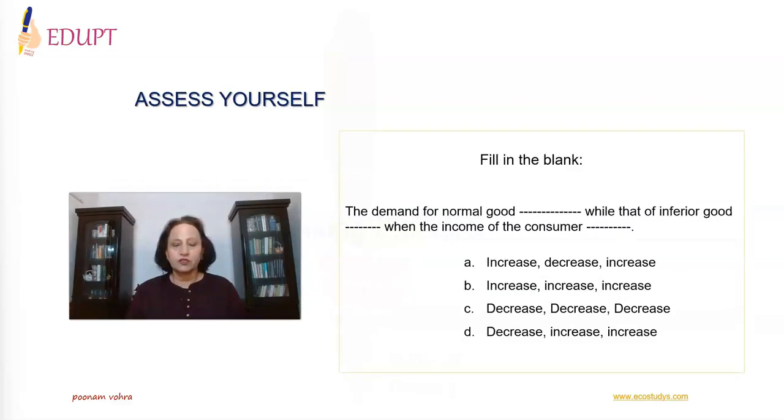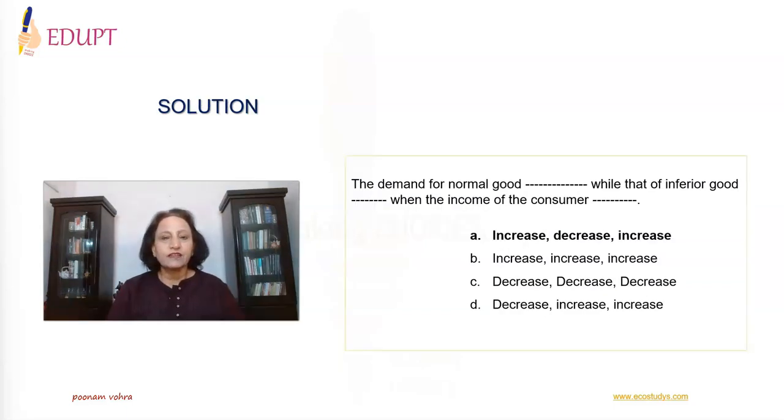Now have a look at this question. You are required to fill in the blanks. The demand for normal good dash, while that of inferior good dash, when income of the consumer dash. Options are A, increase, decrease, increase. B, increase, increase, increase. C, decrease, decrease, decrease. And D, decrease, increase, increase. Now please check your answer. The correct answer is option A.